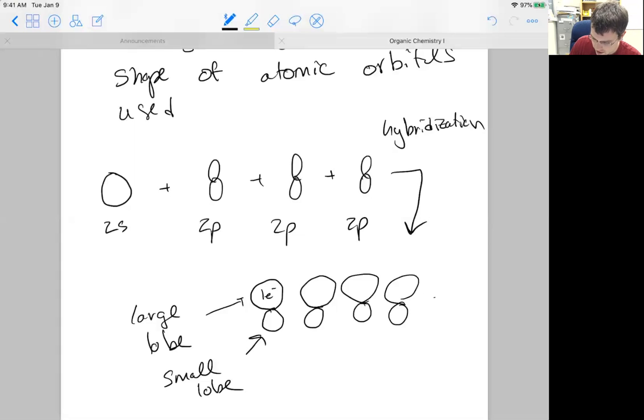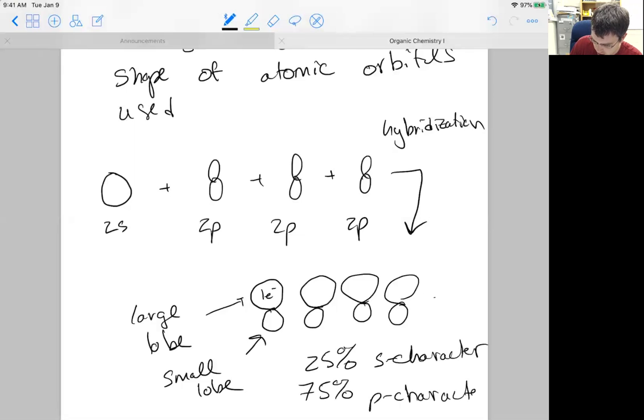And what we say is that they have 25% S character and 75% P character. Now, where am I getting these numbers? And how precise are these numbers? Well, we put 4 orbitals in. 1 was an S and 3 were P's. Okay, so that's where I get the math from. So what fraction of the total number of orbitals used, 4, were S? 1 of the 4. So 1 divided by 4 is 0.25. Turn that into a percentage, we have 25%. Okay, so 3 of them were P, and 3 as a fraction of 4 is 0.75 or 75%. So that's where I get these numbers.